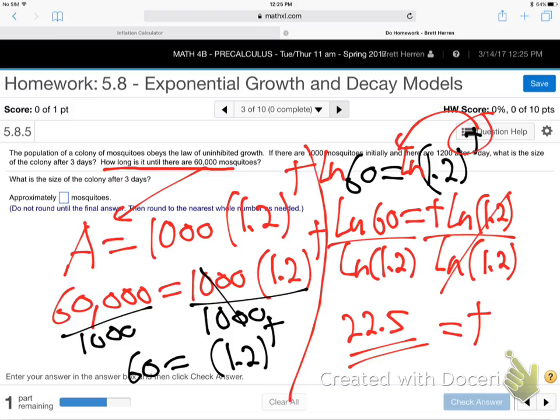So this is how biologists can track populations. But this is a simple formula assuming there's no predators and plenty of food and plenty of space. And there's more complex formulas they use with more realistic situations. Is that good? Does that make sense on that?